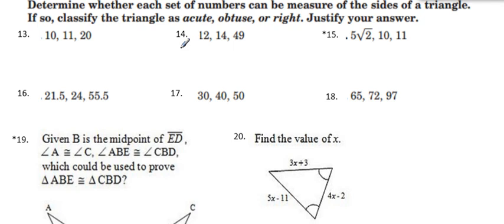Okay, the directions say determine whether each set of numbers can be a measure of the sides of a triangle. If so, classify the triangle as acute, obtuse, or right. So the first thing we've got to do is add up our two smaller sides. So we have to be very careful because these are not like terms. You can't add 5 square root of 2 to 10 and get 15 square root of 2. It's like adding 5x plus 10 and getting 15x. You just can't do it.